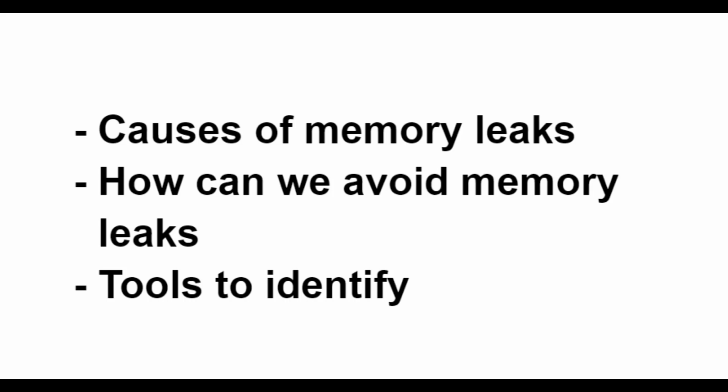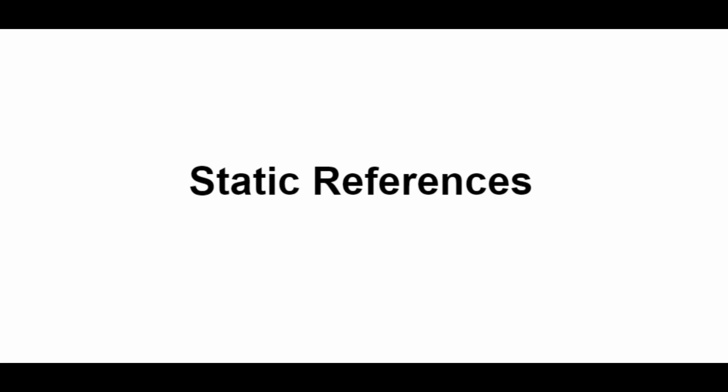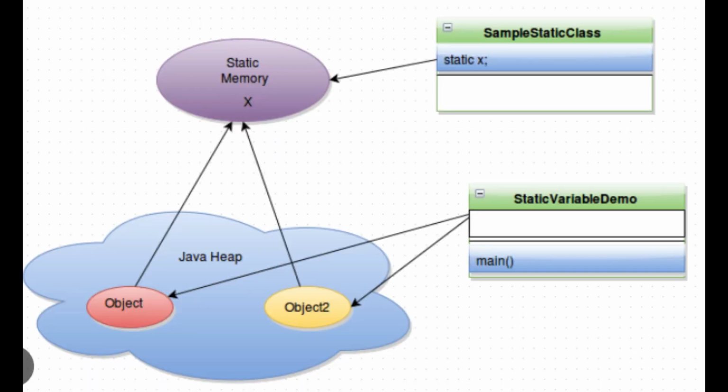The very first one is static references. Excessive use of static members can sometimes lead to memory leaks. When your application loads a class into the JVM, its static members are allocated to the memory. They will remain in the memory until the class becomes eligible for garbage collection.